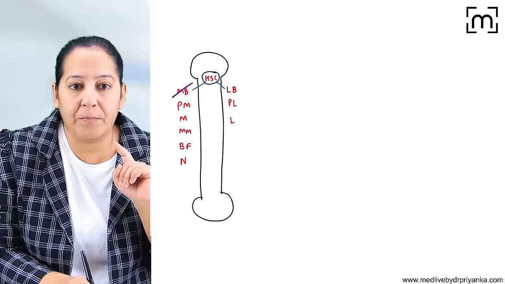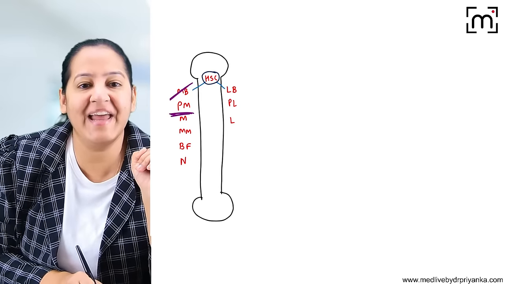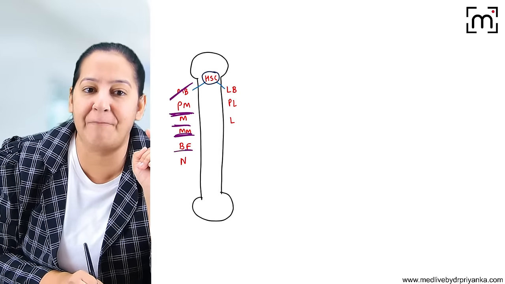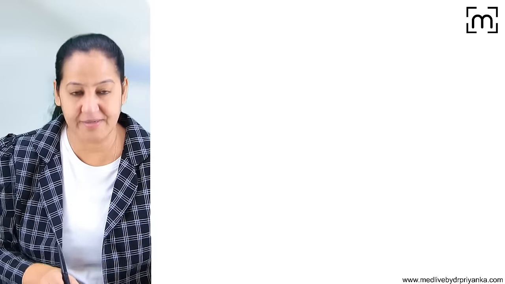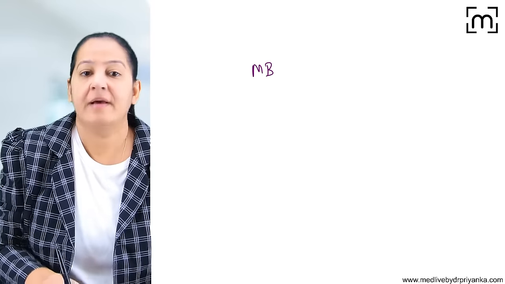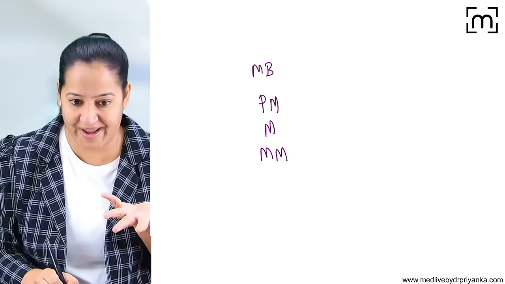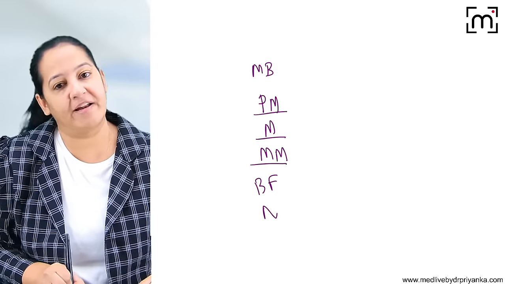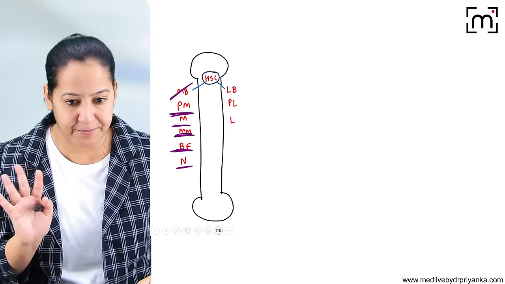From the myeloblast, the first cell which is formed is the promyelocyte. Then it is myelocyte, then metamyelocyte, then band form, and finally neutrophil. So please learn the precursors. First is myeloblast, then promyelocyte, myelocyte, metamyelocyte. You can say it together: promyelocyte, myelocyte, metamyelocyte, then band form and finally neutrophil. In the same way, eosinophils, basophils and monocytes are also formed. We will not see their precursors.